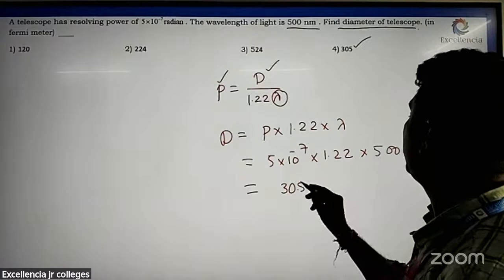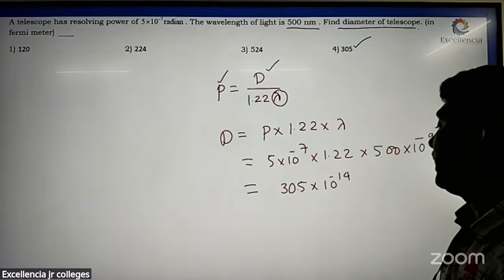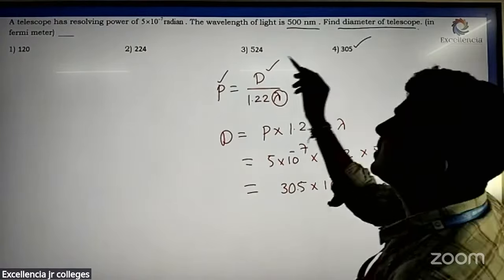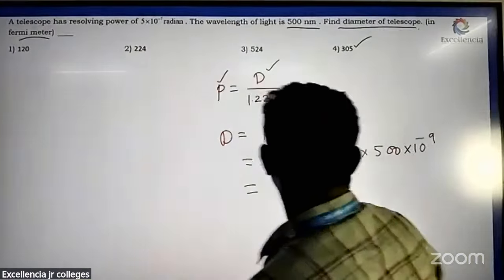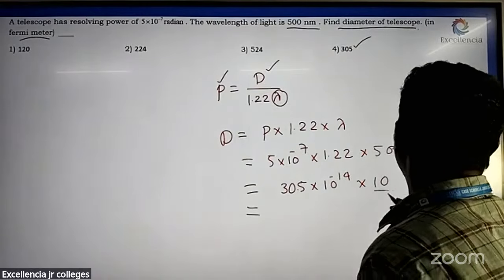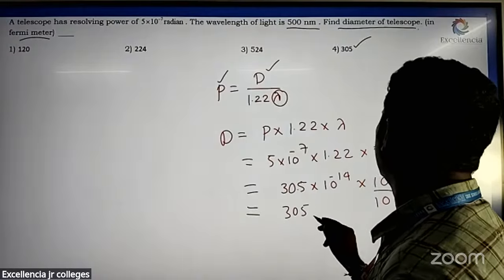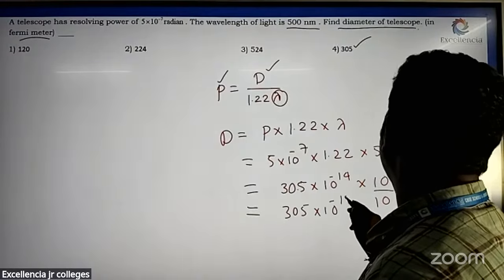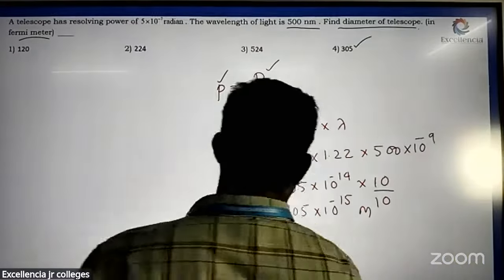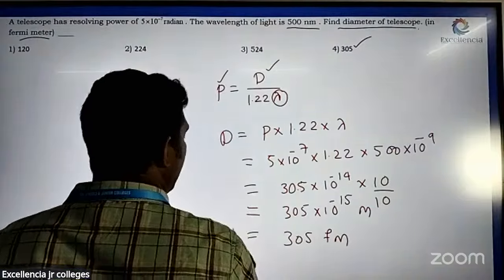Actually, 30.5 into 10 to the power minus 14 will be the answer. But they are asking in terms of Fermi. One Fermi, we know, is 10 to the power minus 15. So we can multiply and divide by 10, so that we get 305 into 10 to the power minus 15 meters. This we can write as 305 Fermi. This is the diameter of the nucleus.